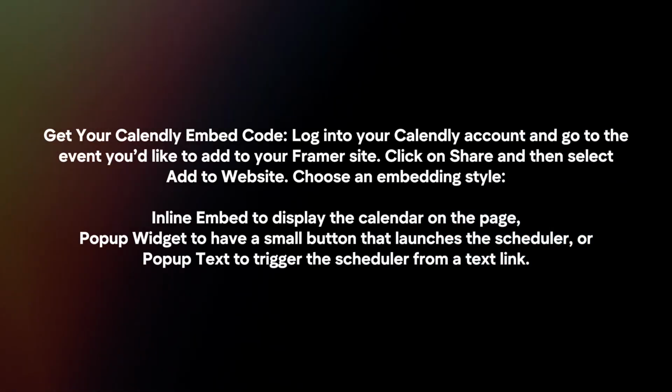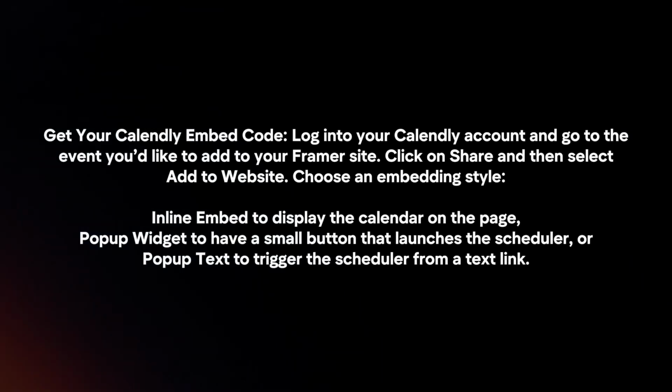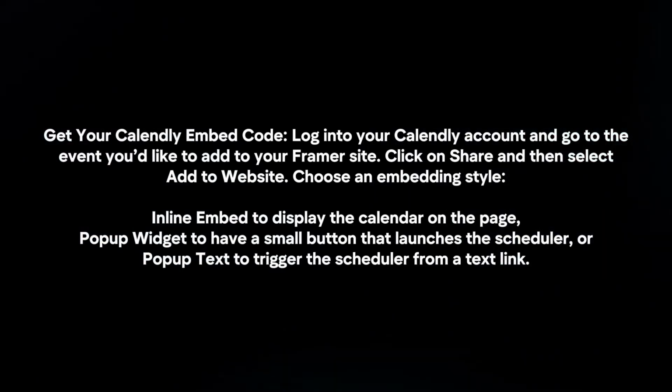Log into your Calendly account and go to the event you would like to add to your Framer site. Click on Share and then select Add to Website. Choose an embedding style. Inline embed to display the calendar on the page.